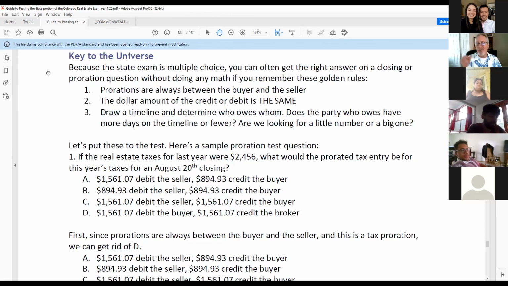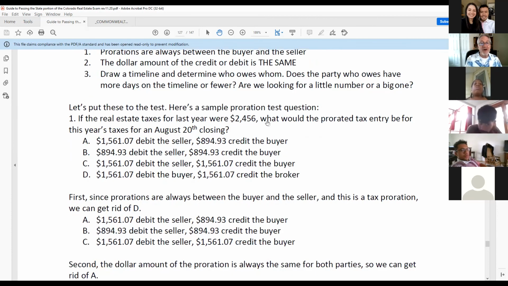Ace, you discovered that right off the bat. You noticed that. So the dollar amount of the credit and debit is the same. You draw the timeline to determine who owes what to whom, and you look at the number of days. Are we looking for a big number or a little number in the question? So let me demonstrate this. Taxes for the year are 2,456. The question says: prorated tax entry B for this year's taxes for an August 20th closing. What would be the prorated tax entry? So here are your choices.